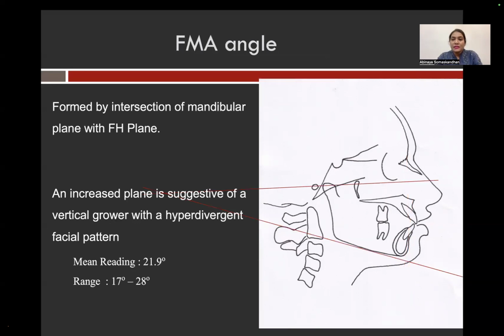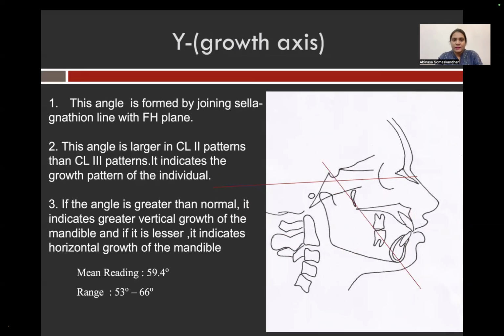Next is the FMA. This is very important. So this is formed by intersection of the mandibular plane with the Frankfurt horizontal plane. So an increased FMA means that the patient is a vertical grower or he has a very hyper-divergent facial pattern. So the mean reading is 21.9 degrees and the range is between 17 degrees to 28 degrees.